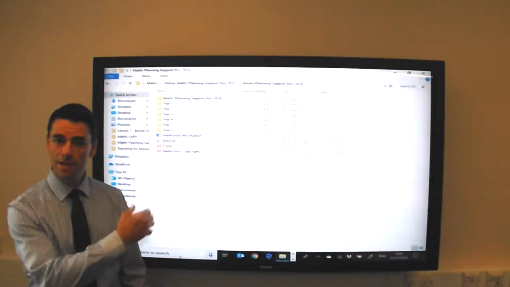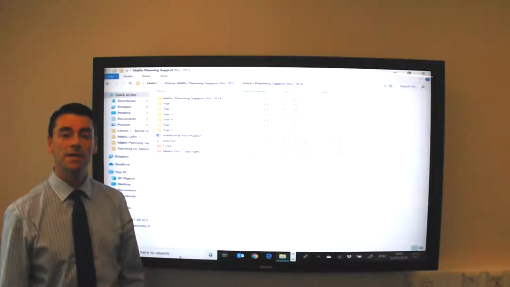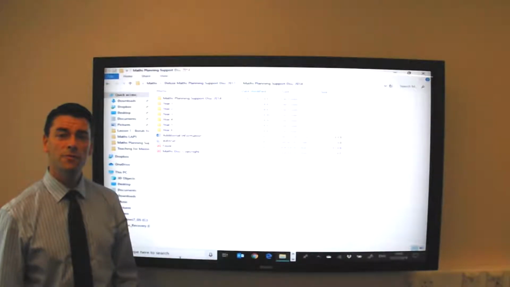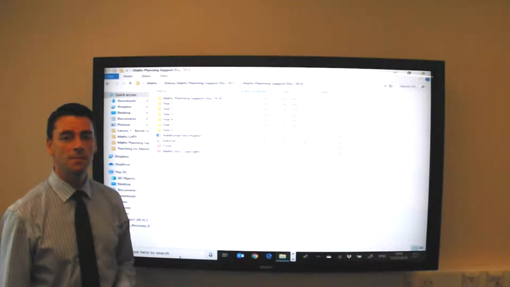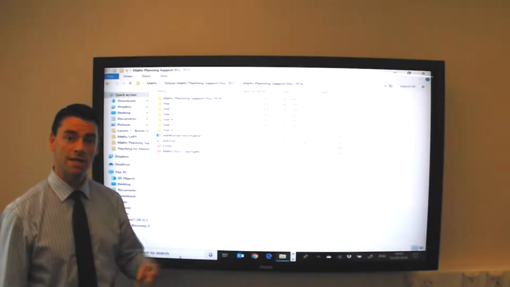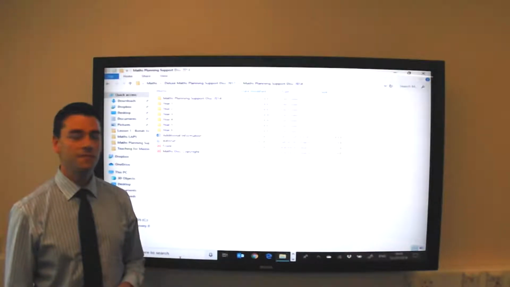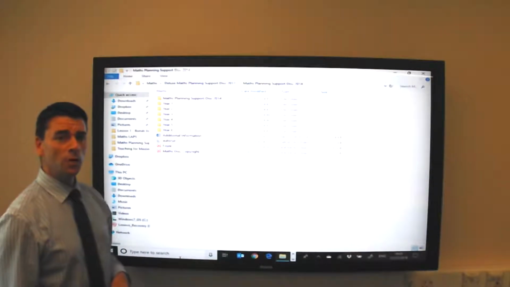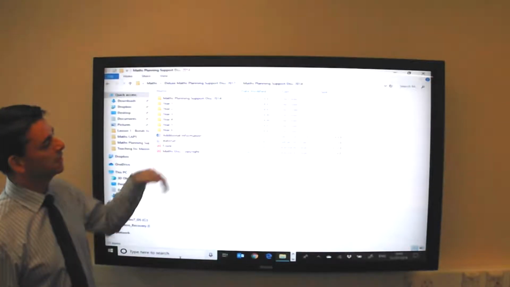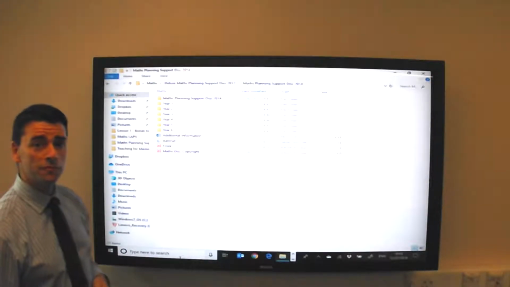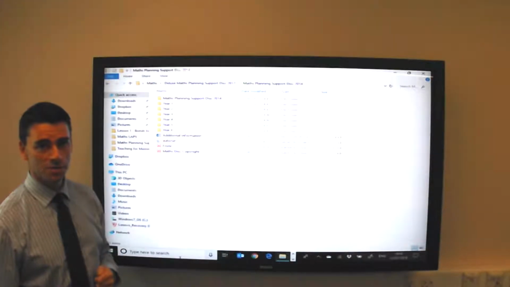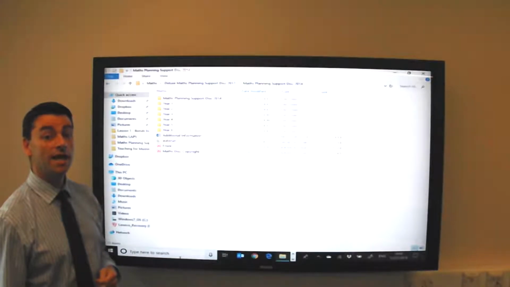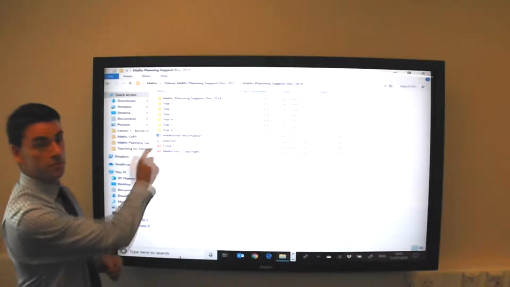Today I'm going to be talking you through the Maths Planning Support Disc, which is our main resource that has been used in primary schools across Lancashire and outside of Lancashire for the past 4 or 5 years. When you open the disc, you will come to this window with a number of folders and a number of documents at the bottom, and the way to get into the resource is to go through the front page.